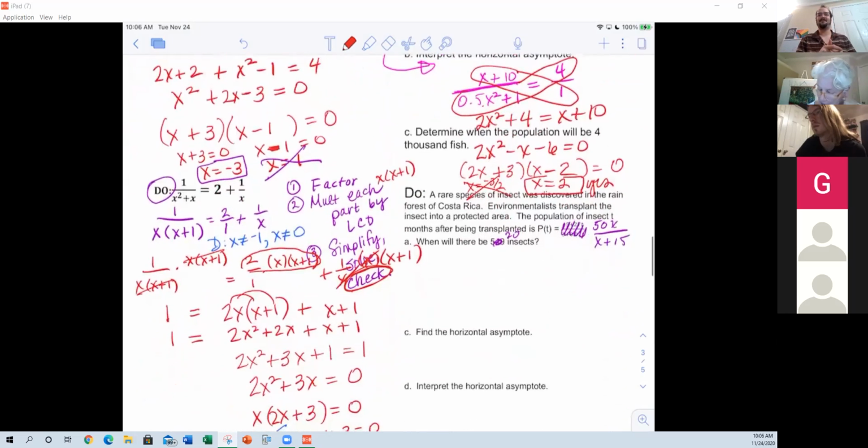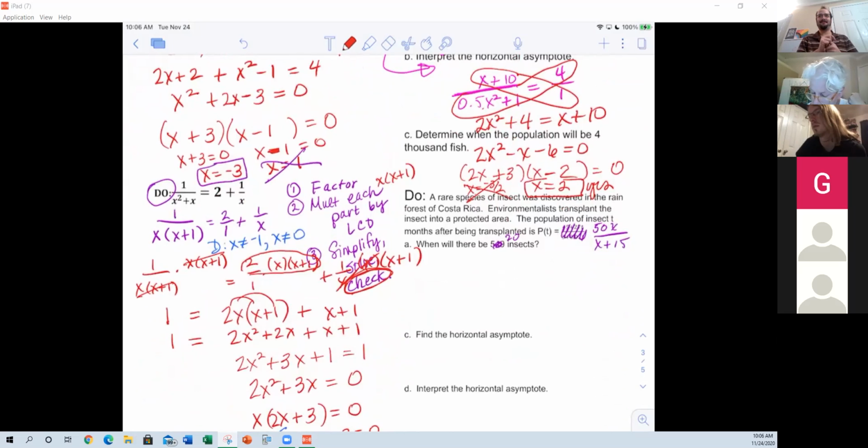And I realized after I copied this question out of a textbook that it was really ugly, so I changed it. This is the one I want y'all to do. A rare species of insect, I don't know what kind of insect it is, but it's very rare, was discovered in the rainforest of Costa Rica. Environmentalists transplant the insect into a protected area. The population of insect T months after being transplanted, and I decided I could make up whatever I wanted since we don't have any idea what kind of insect this is, is 50x over x plus 15.